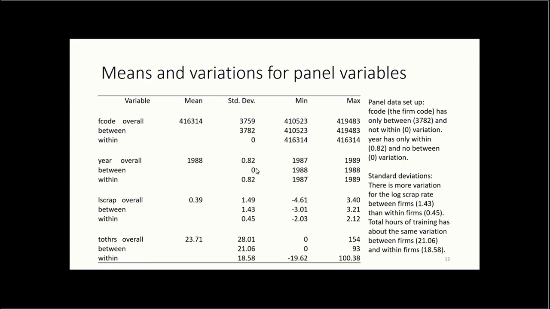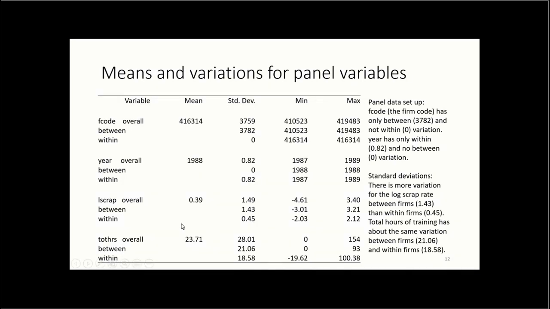But here's a real variable. So that's the log of scrap rate. So here we would see that for the log of scrap rate, the between variation of 1.43 has higher standard deviation than the within variation. So what this tells us is that there is more variation between the firms than within a firm. So again, these scrap rates differ more across the firms, from one firm to the next. Then over time, it changes within each individual firm. And that's how this variable looks.